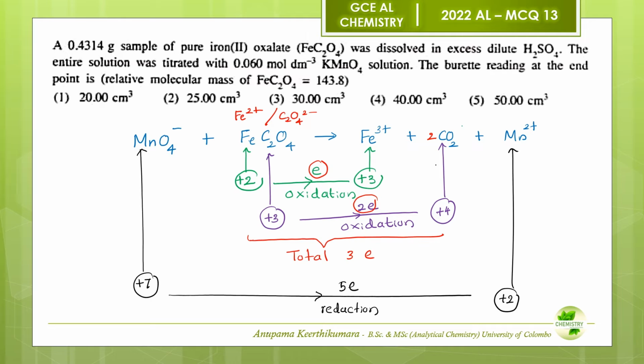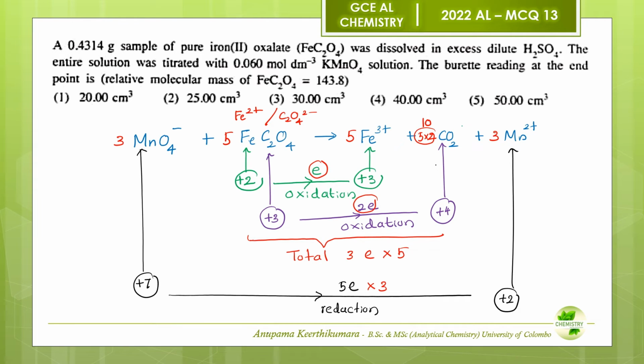3 electrons multiplied by 5. At the same time, you need to add the number 5 to the coefficients: 5 iron(II) oxalate, 5 Fe3+ ions, then 5 times 2 carbon dioxide. That is 10 carbon dioxide. Then 5 electrons multiplied by 3. At the same time, add the coefficient 3 in front of permanganate ions and manganese 2+ ions.